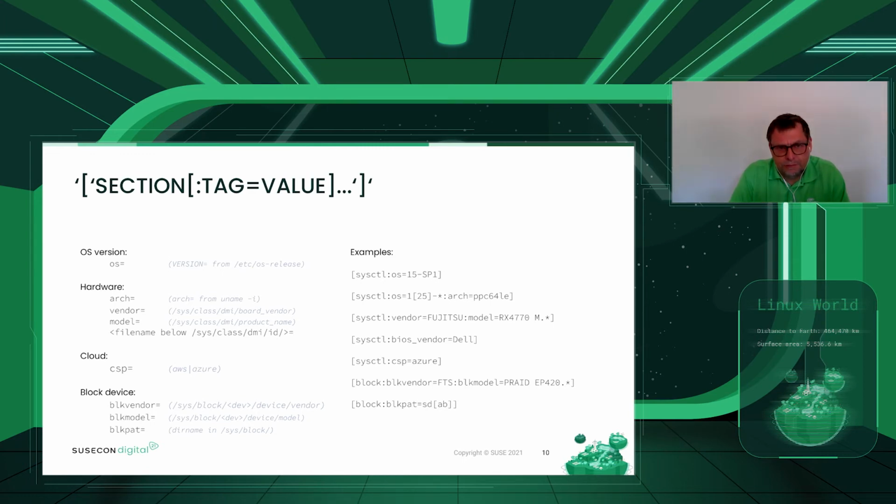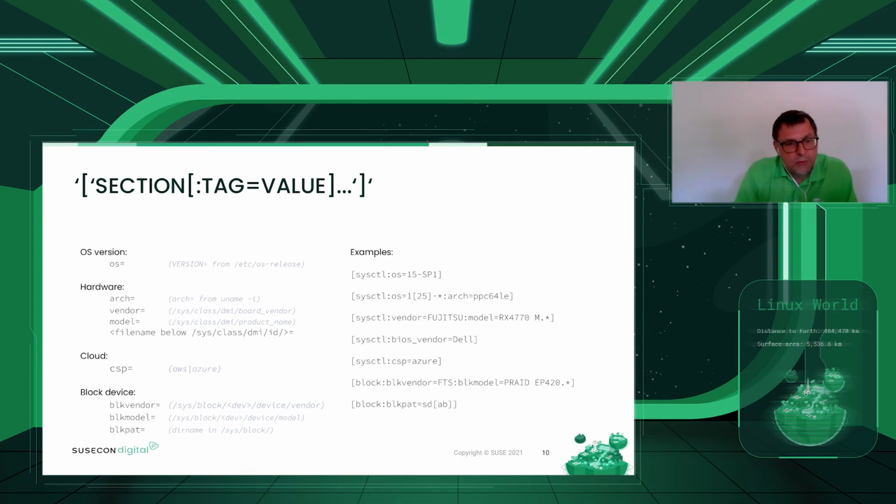And with saptune 3, we enrich them with tags, so to limit the scope of such sections. So the first ones we introduced with version 3 are like the OS version tag, so you can say only for a specific service pack. Then we have hardware-related ones for the architecture, for a specific vendor or model, or to be really flexible, any file below sys/class/dmi/id can be used as a tag here.